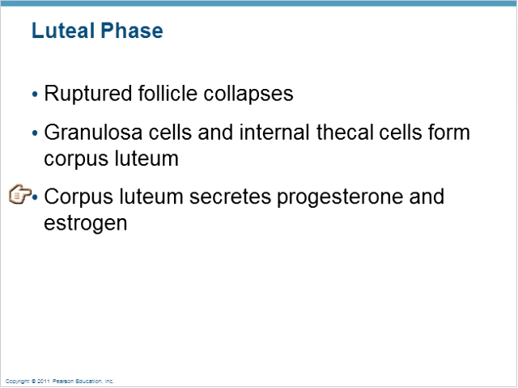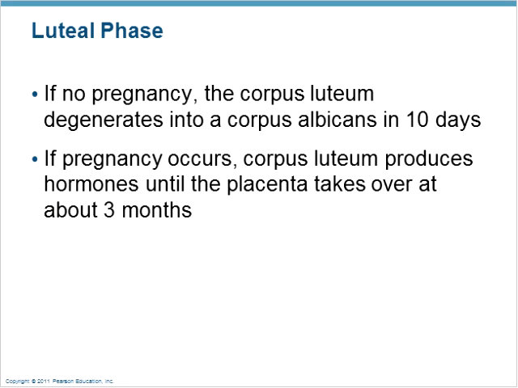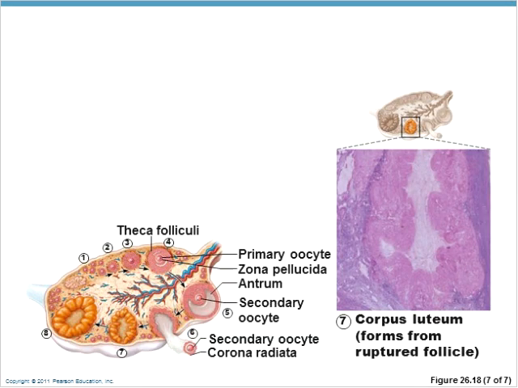The corpus luteum actually secretes the progesterone, primarily. A small amount of estrogen, but a large amount of progesterone. If there's no pregnancy, the corpus luteum degenerates into corpus albicans in about 10 days. If pregnancy occurs, the corpus luteum produces hormones until the placenta takes over at about 3 months. So the corpus luteum produces the hormones until that placenta starts producing its own hormones, becomes the primary source of both the estrogen and the progesterone during pregnancy.